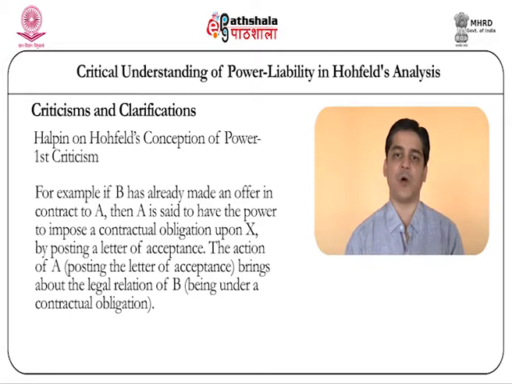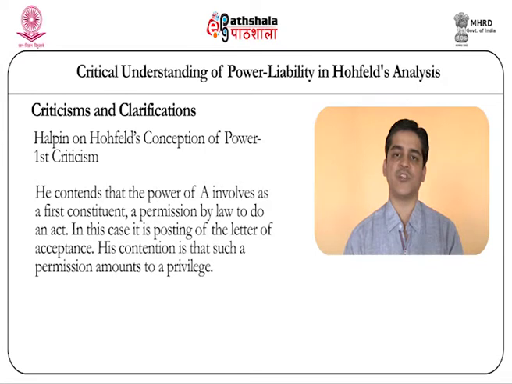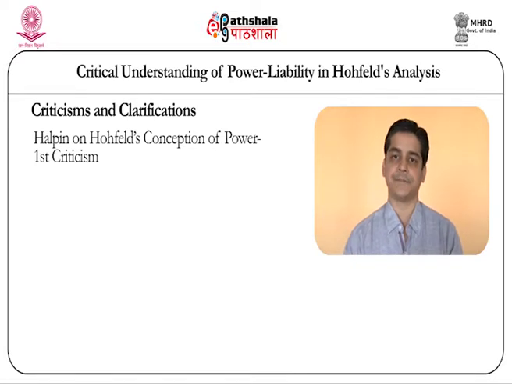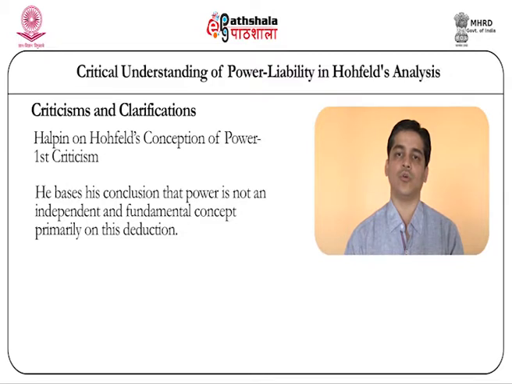According to Halpin, this power to accept and create contractual obligation can be broken down to two constituents. Constituent one is a permission by law to do an act, that is, A has been given the permission by law to accept the offer of B. According to Halpin, such a permission amounts to a privilege. And second, the potential legal relation dependent on the doing of the permitted act. That is, he is saying that the power to post a letter of acceptance can be broken down to two elements. First, the permission by law to post a letter of acceptance. Second, the consequences of posting the letter of acceptance.